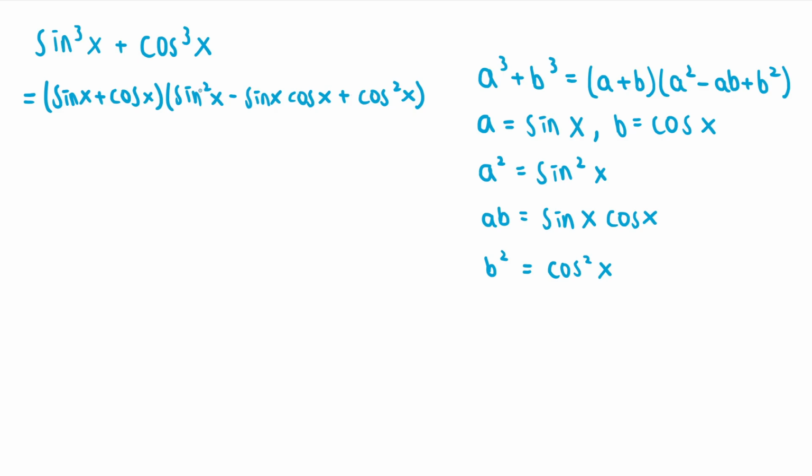So in the second parentheses, there's this sine squared of x plus cosine squared of x, and recall that sine squared of x plus cosine squared of x equals 1, which is the Pythagorean identity. So we can actually rewrite this expression as sine of x plus cosine of x times 1 minus sine x cosine x, and all I've done is replace the sine squared of x plus cosine squared of x with 1.